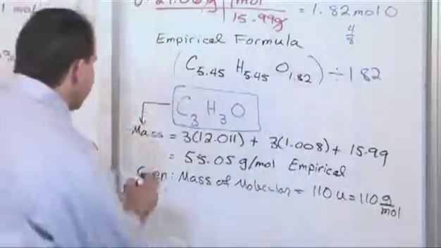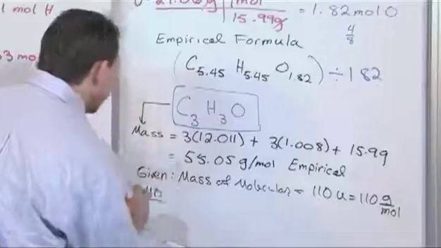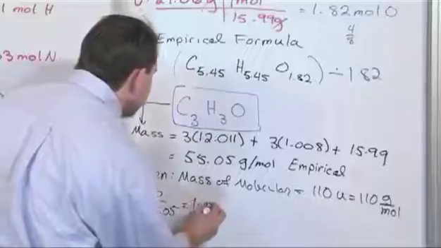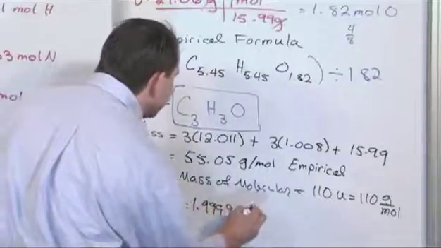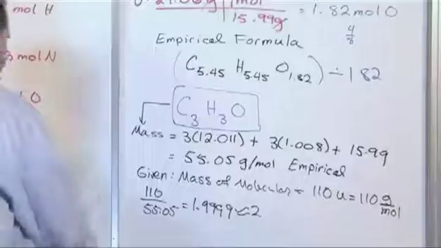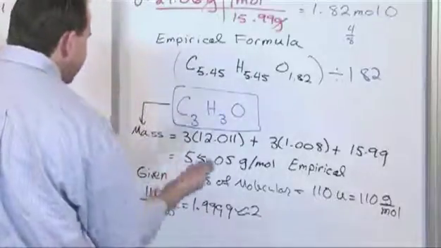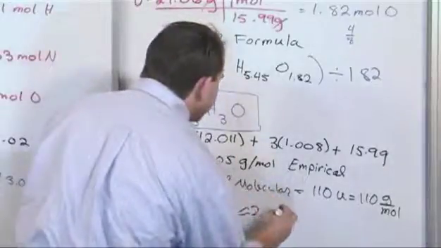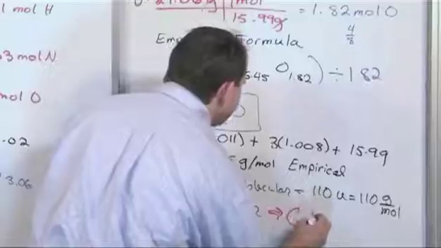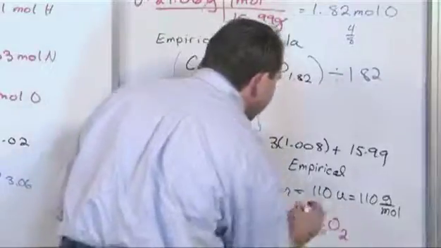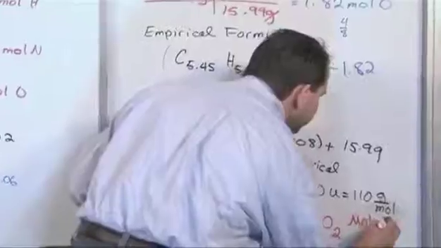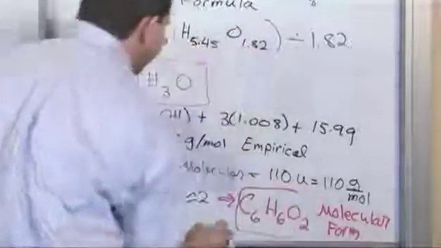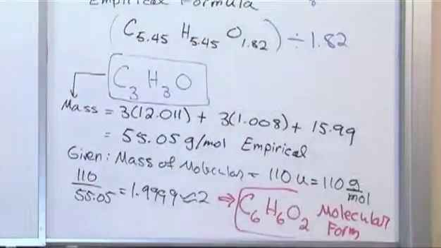So if you do that, if you say, all right, 110 for the molecular mass, 55.05 for the empirical mass, you're going to get 1.9999, which is so close to 2, it's just equal to 2. So what we found is the ratio of the molecular mass to the empirical mass is 2. So we take our empirical formula and we multiply everything by 2. So that means that we'll have C6H6O2. And this is the molecular formula. C6H6O2. I want to recap that real quick.